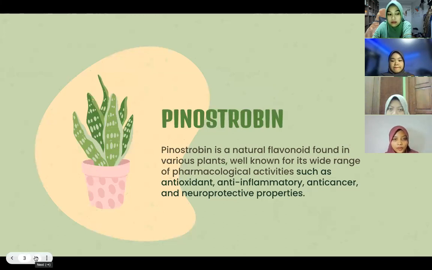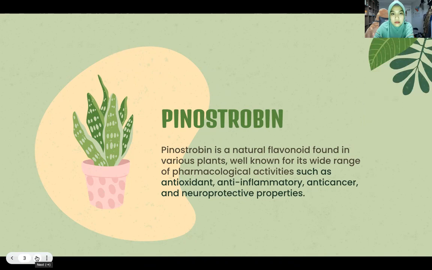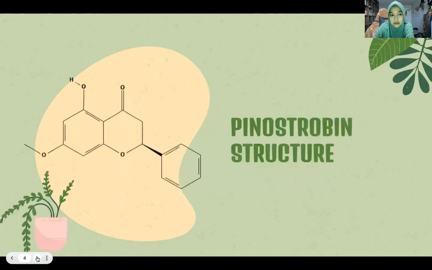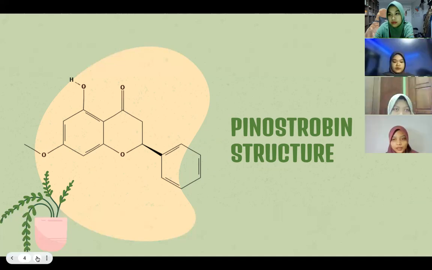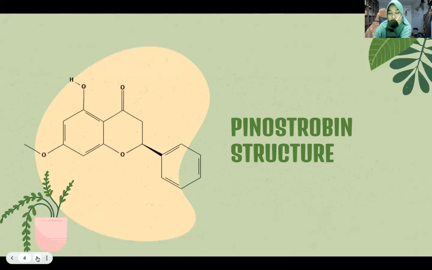Pinostrobin is a natural flavonoid found in various plants, well known for its wide range of pharmacological activities such as antioxidant, anti-inflammatory, anti-cancer, and neuroprotective properties. This is the pinostrobin structure. It consists of monohydroxyflavonone, that is 2S-flavonone substituted by a hydroxy group at position 5 and a methoxy group at position 7 respectively. It has a role as a plant metabolite and an antidote. It is a monohydroxyflavonone and a monomethoxyflavonone. It derives from a 2S-flavonone.